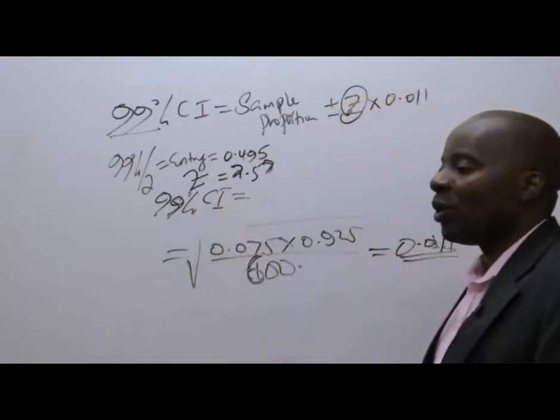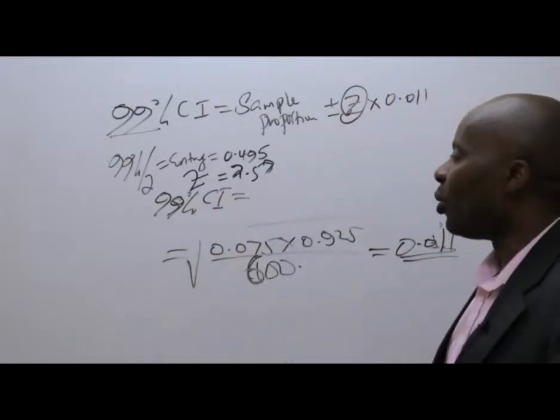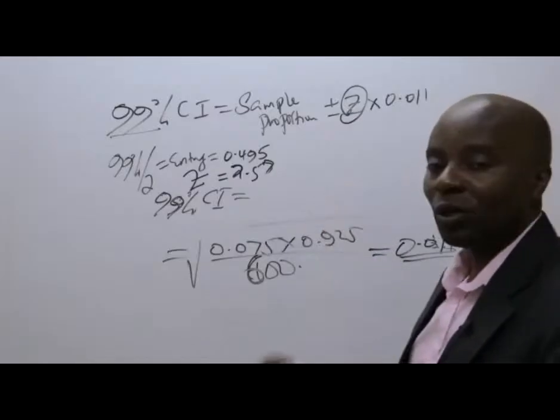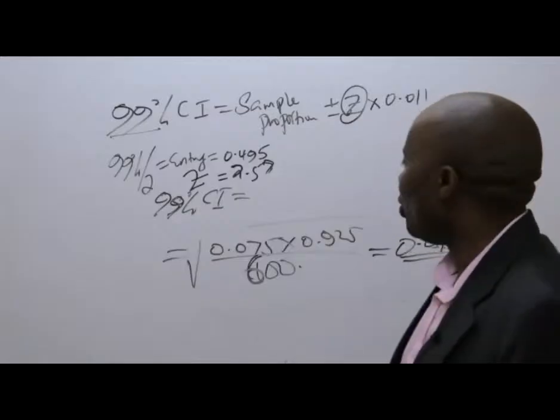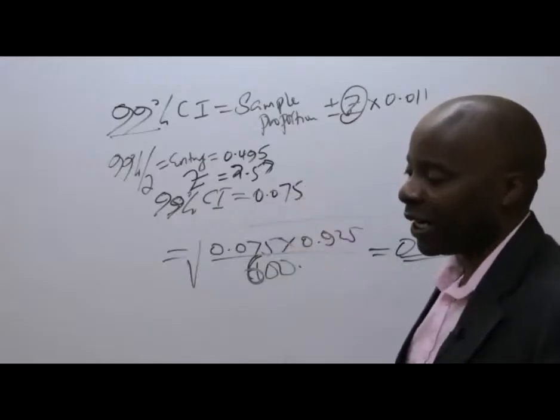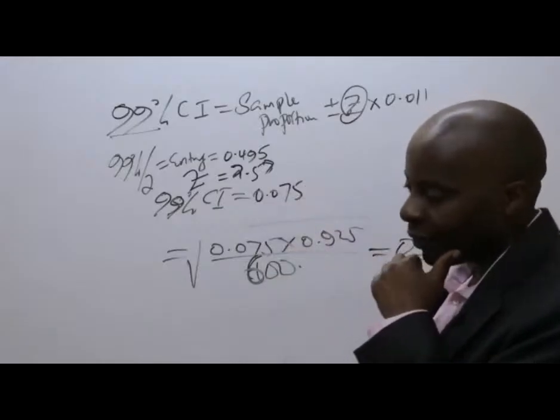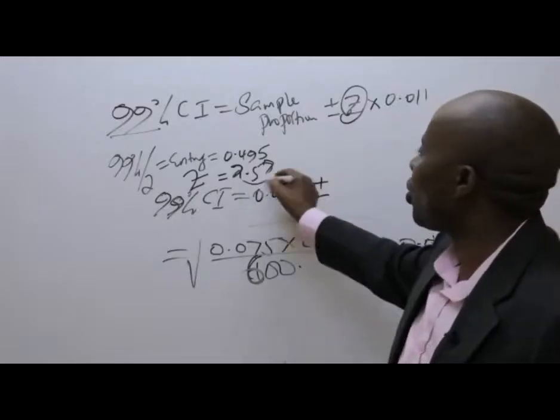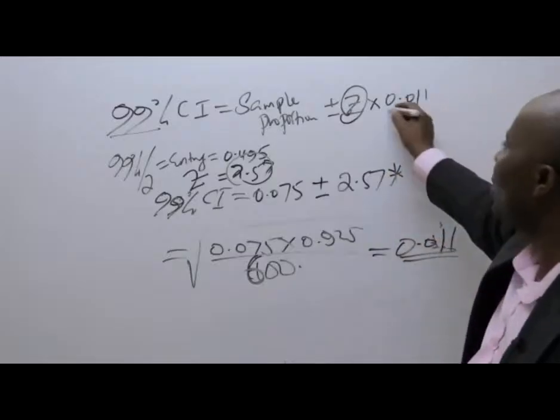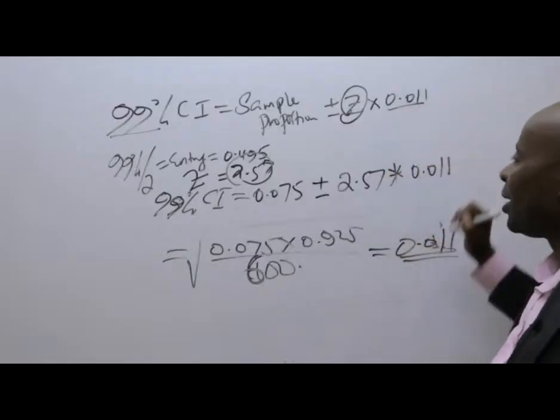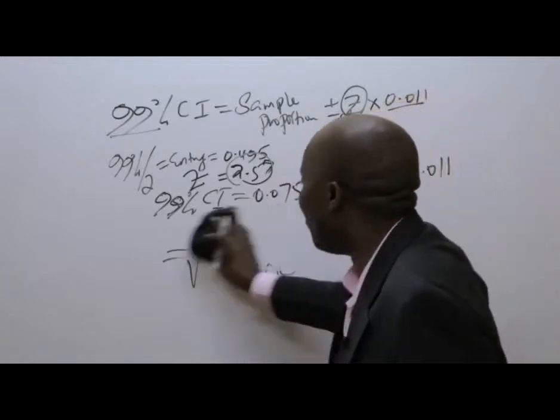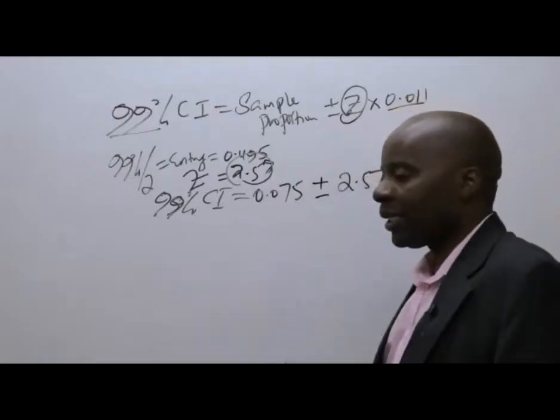This will be equal to the sample proportion, the one you guys had given me, the proportion of errors, 45 over 600, a figure of 0.075, plus or minus the Z score that you've been able to read, which is 2.57, times the standard error, which is 0.011. So could you kindly go ahead and give us the lower limit and the upper limit?